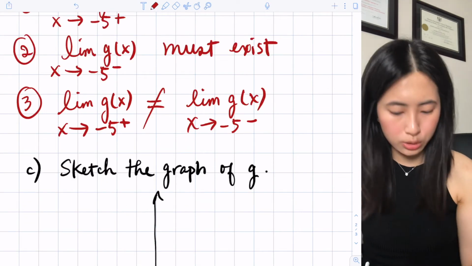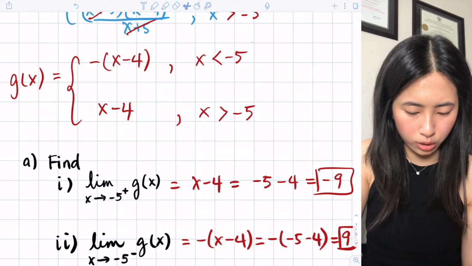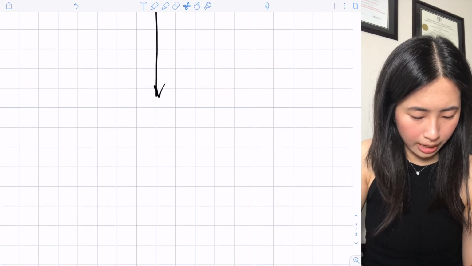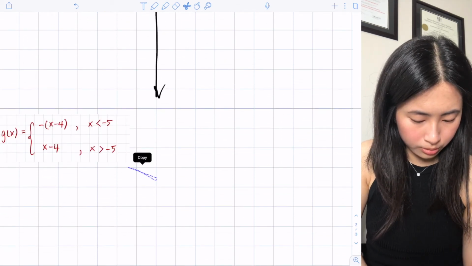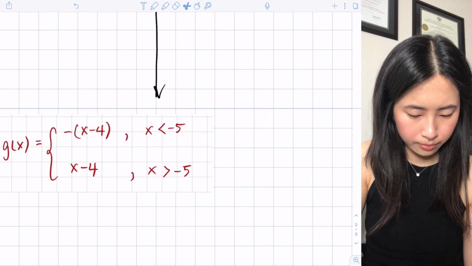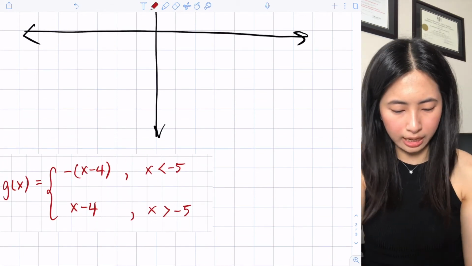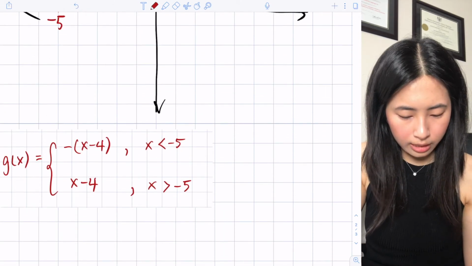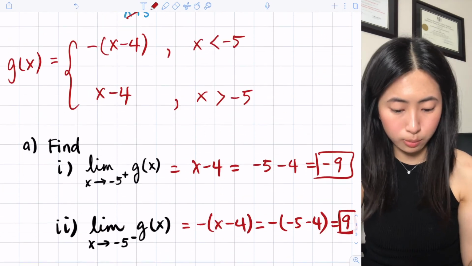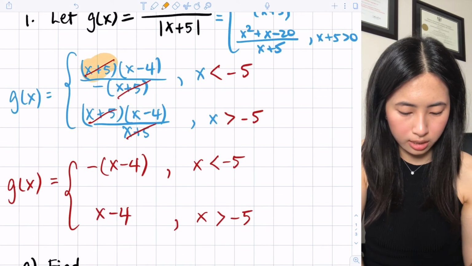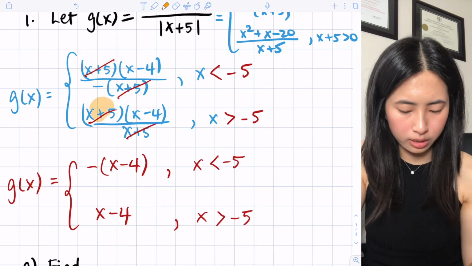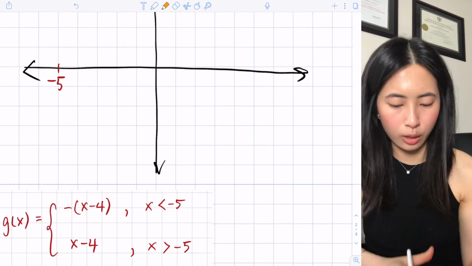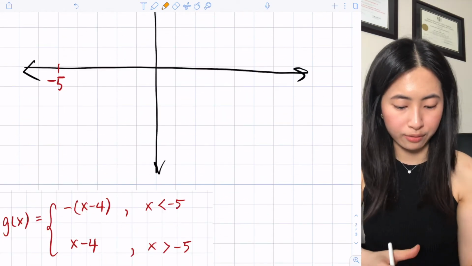Now moving on to part C, we need to sketch the graph of g. So we're just going to copy this and bring that below. Because we're looking at -5, that means you need to have -5 over here. And notice how we canceled out x plus 5, as you can see. That means we do have a hole when x is equal to -5.